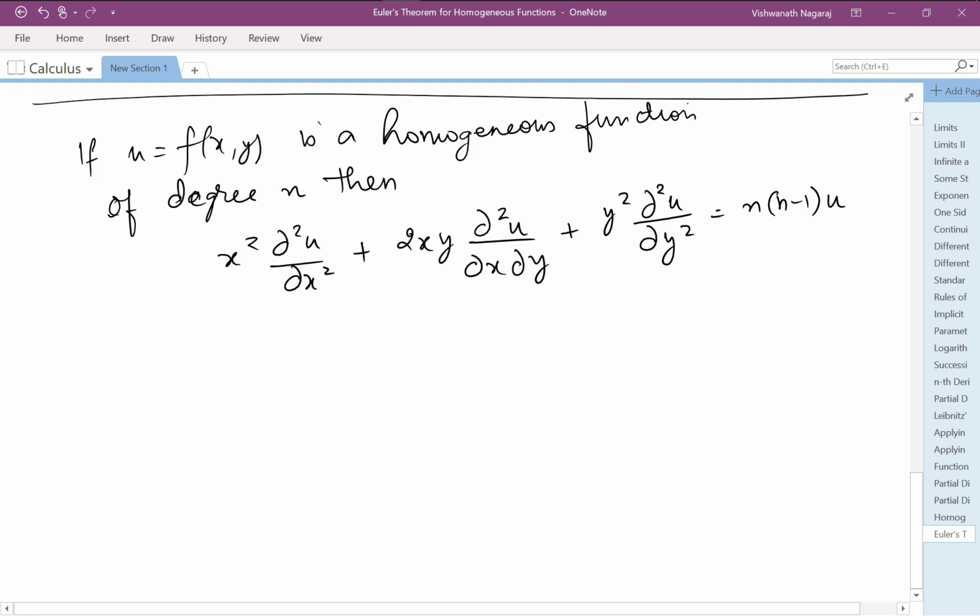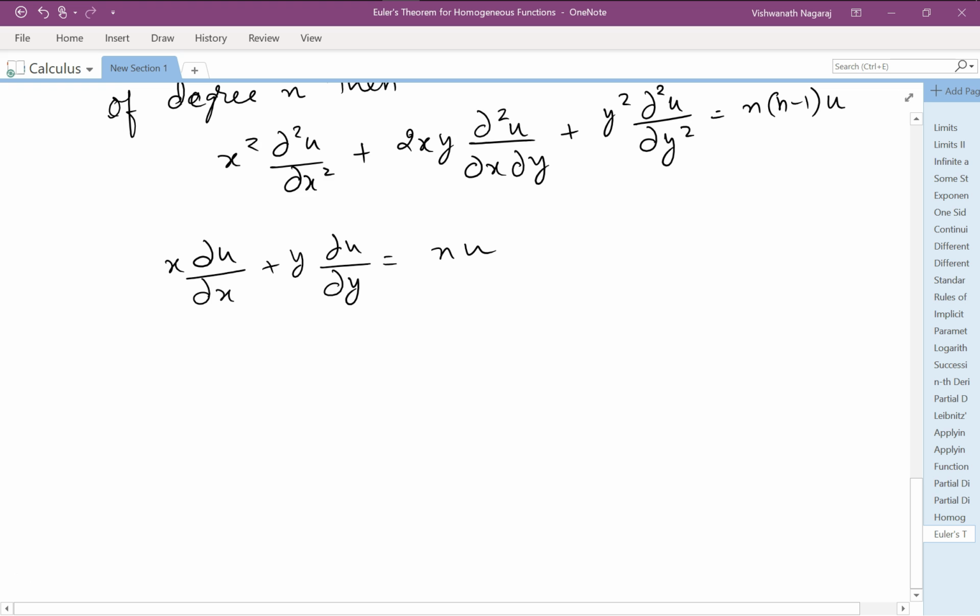Now we already know that for homogeneous functions of degree n, x ∂u/∂x + y ∂u/∂y = nu. The only thing we have to do is differentiate it once more to get ∂²u. So we have to differentiate with respect to x, and we have to differentiate it with respect to y. Let's differentiate it with respect to x.